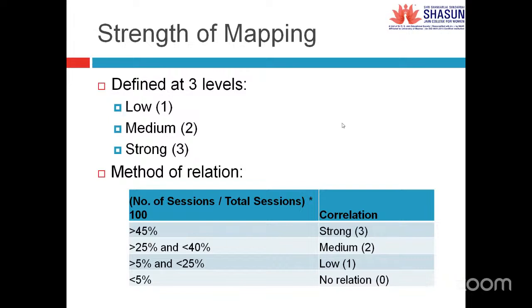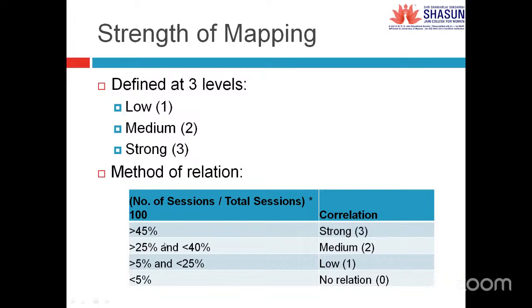Usually the strength of mapping is defined at three levels: low, medium and strong. Low is represented as 1, medium is represented as 2, and strong is represented as 3. The method of relation can be defined for your own institution at different benchmarking. This is a sample benchmarking I have given. If greater than 45% of my sessions are contributing to that CO, then I'll relate the contribution level as strong.